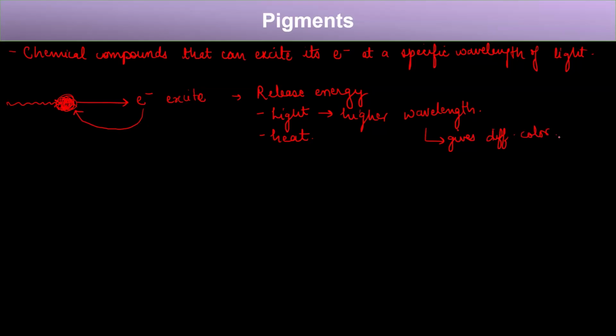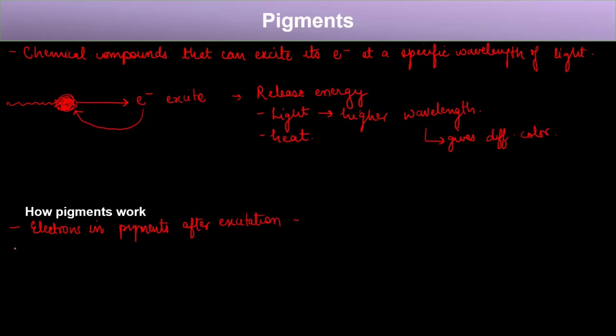Okay. Now the question is how these pigments work. In the case of photosynthesis, how do the pigments present there work? The electrons in the pigments after excitation, what do they do? They can either transfer their energy to other nearby pigments.